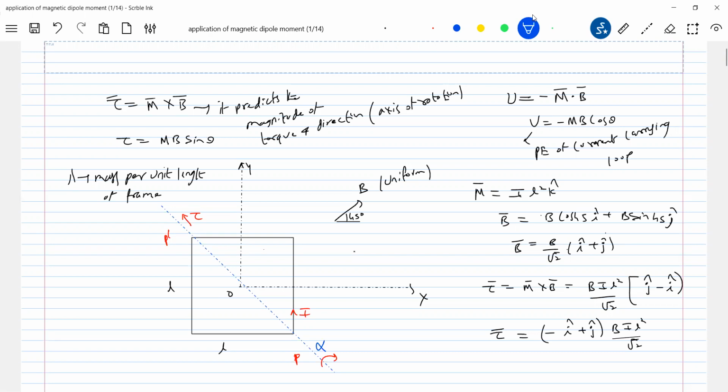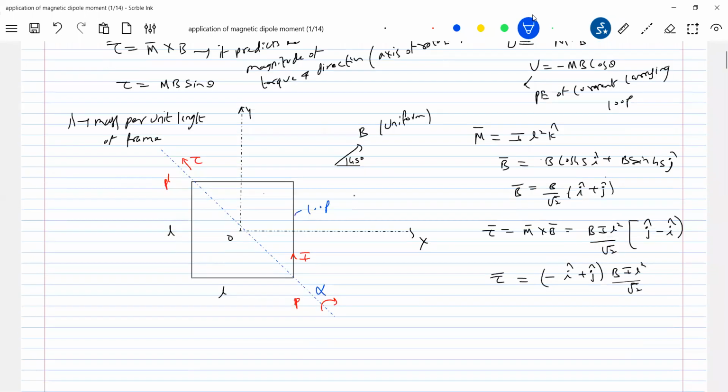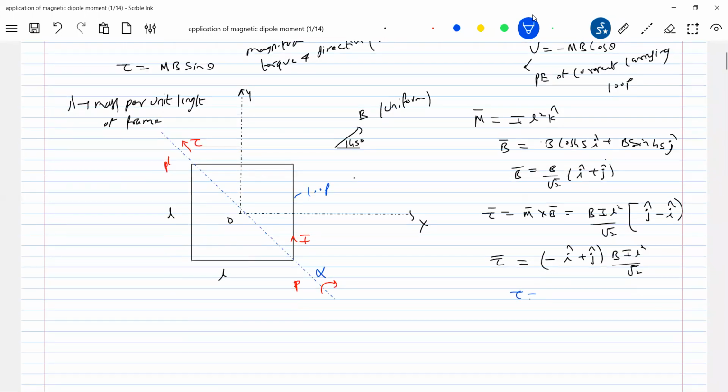Let me find out the other quantities. How to calculate this angular acceleration of the loop? So we know the magnitude of torque. What will the magnitude of torque be? B I L square. Then what is alpha? Alpha should be torque divided by moment of inertia about axis PP dash. What should be the moment of inertia about the axis passing through the diagonal? mL square by 12.